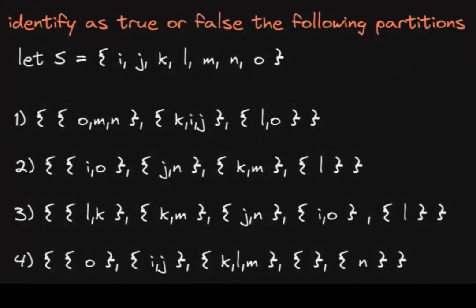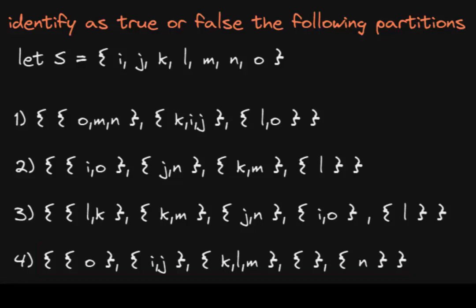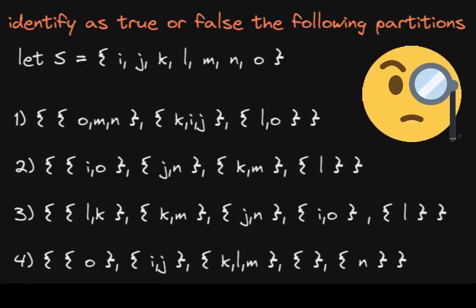Next question. Given the set S, identify as true or false the following partitions. This is solved by a simple inspection. A partition doesn't have duplicate elements. This is a right partition. This one also has duplicates, and this includes the empty set. A partition doesn't include it.